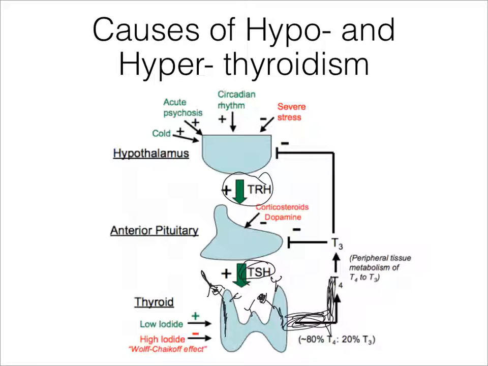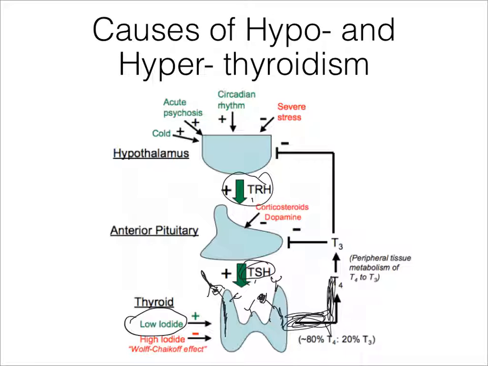Primary hypothyroidism is caused by low iodine intake. So you have plenty of TRH, plenty of TSH. Your thyroid is trying like heck to make thyroid hormone, but you need iodine. You don't have iodine, you don't make thyroid hormone. And so it's trying like heck to make thyroid hormone, and it can't because it doesn't have the components to make it. So you don't make any thyroid hormone, or you don't make enough.